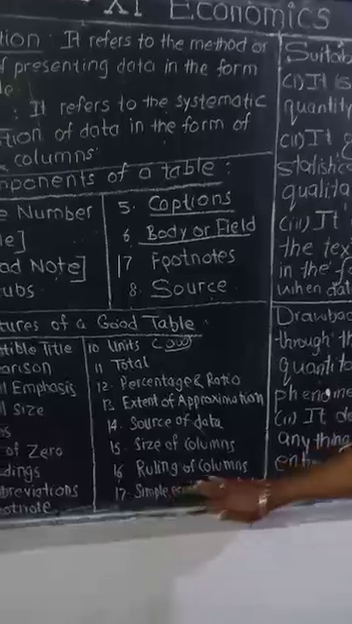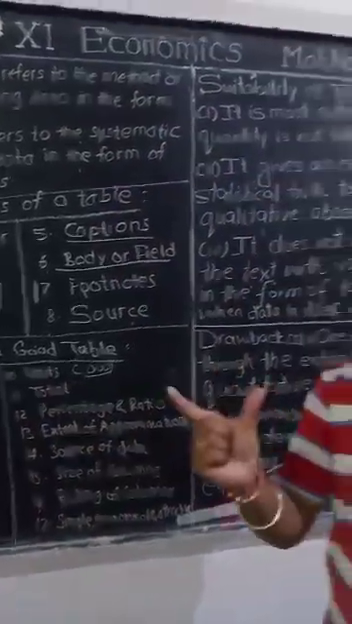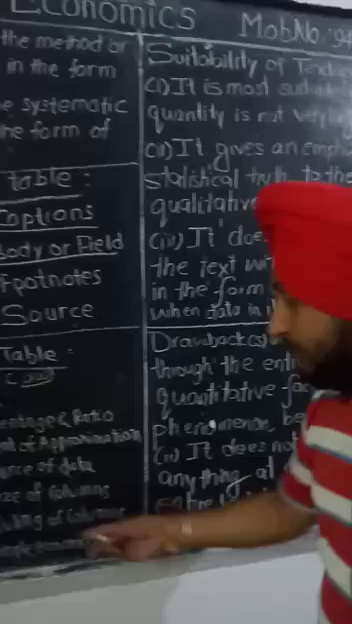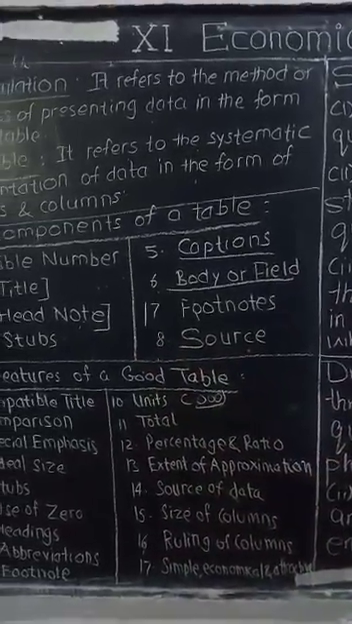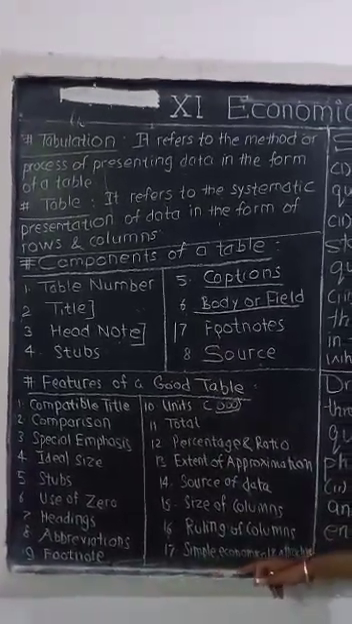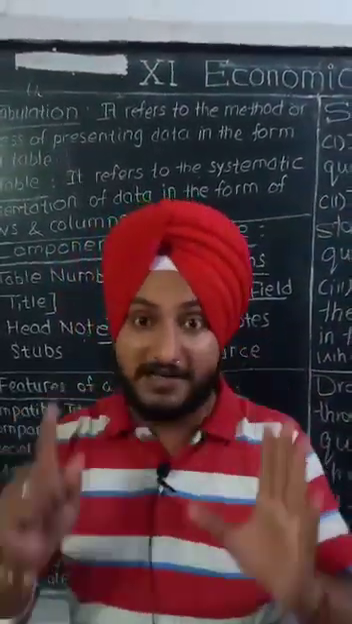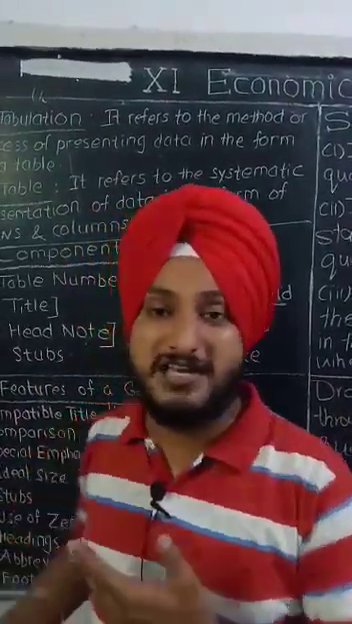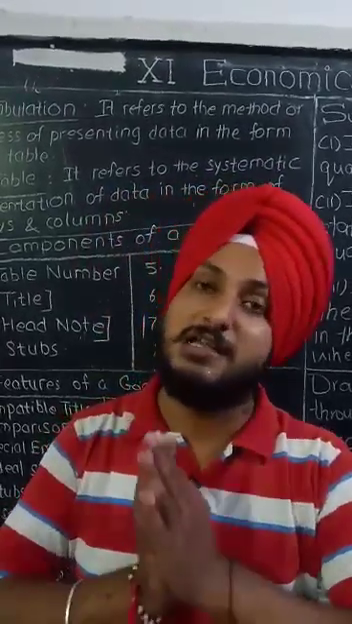Then we have ruling of size of column. The size of the column should be ideal, in such a manner that we are able to present our data in a good and healthy manner. Then ruling of columns: the columns should be ruled in such a manner that it facilitates comparison and gives a clear and smooth picture for the reader. Then simple, economic and attractive. A table must be simple to view, attractive, and economic in terms of money, time and effort. Students, there are 17 points. You can write any 3-4 points of your choice in the examination if such a question comes.